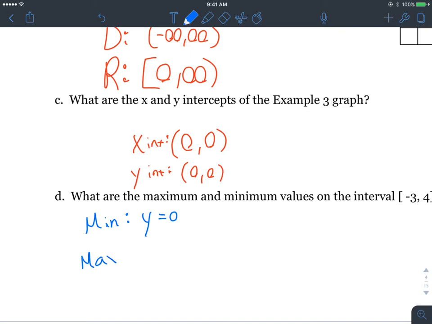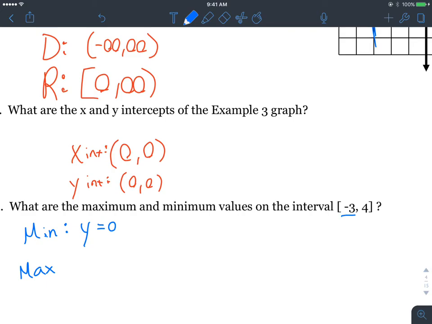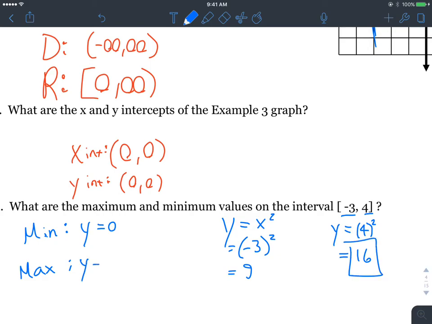Now, as far as the max goes, we need to figure out which of these numbers is going to get us the biggest y value when we plug it in. Remember, we're plugging back into y equals x squared. Some of y'all might be able to do that without working it out, but I'm going to go ahead and write it out here. Negative 3 squared should be positive 9. And if we plug in the 4, that'll be 4 squared, which comes out to 16. So 16 is the highest of the two, so we'll say the absolute max value over this interval is y equals 16.